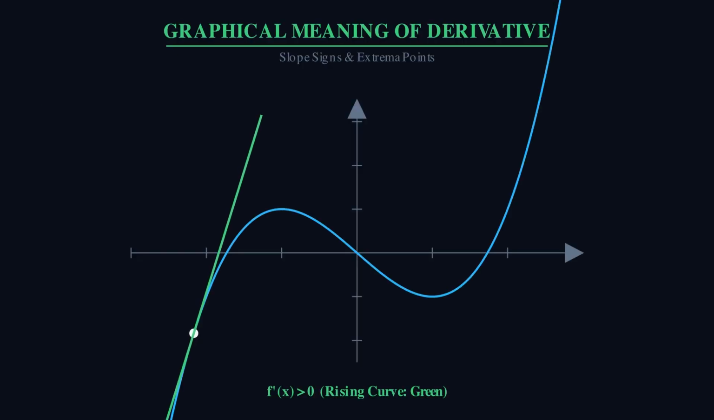When the graph rises, the derivative is positive. When the tangent becomes horizontal at turning points, the derivative is 0. When the graph falls, the derivative is negative. Local maxima and minima always occur where f prime of x equals 0.